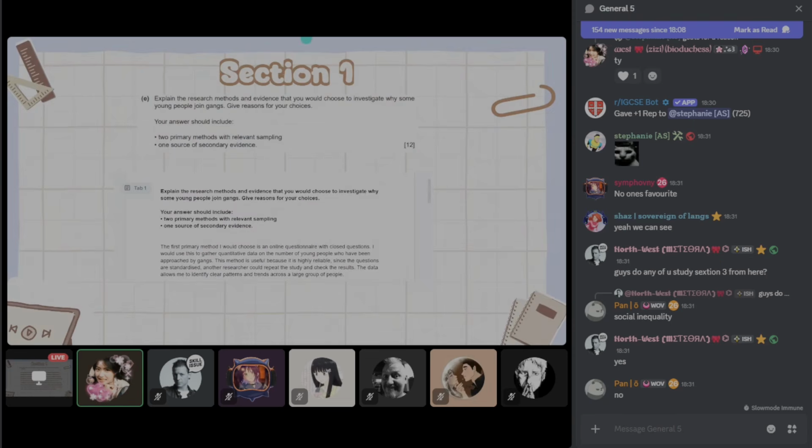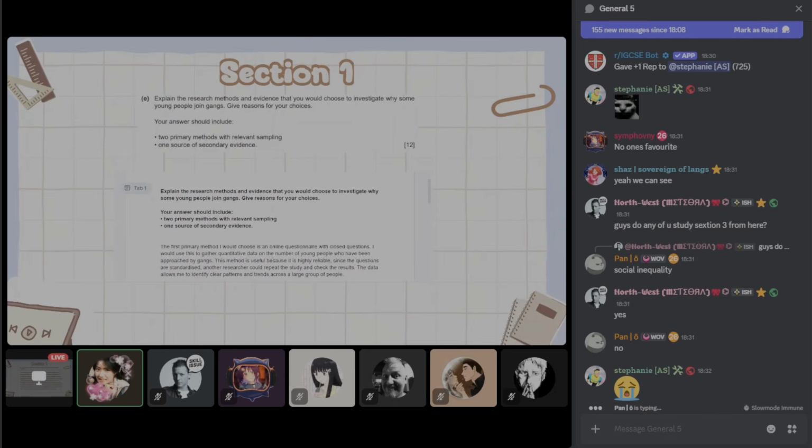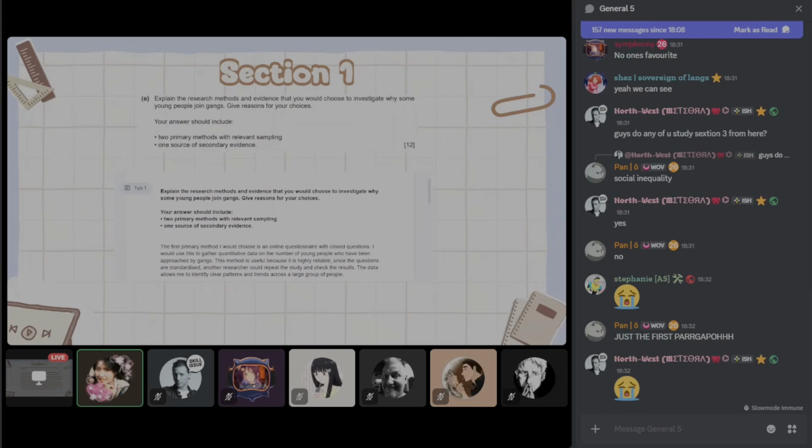Thank you. The question is: explain the research methods and evidence that you would choose to investigate why some young people join gangs, and give reasons for your choices. You need 2 primary methods with relevant sampling. So, 5 paragraphs in total with the secondary evidence as well: 2 paragraphs about your primary methods, 2 paragraphs about your sampling, and 1 paragraph about your secondary evidence.